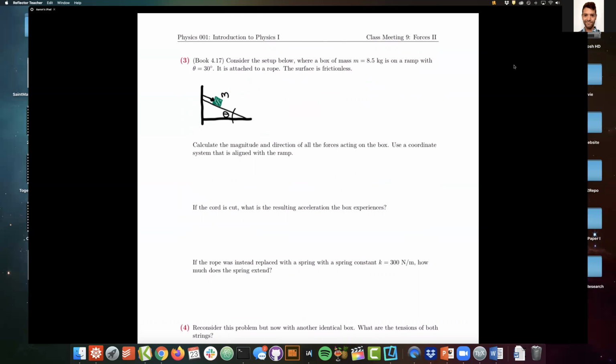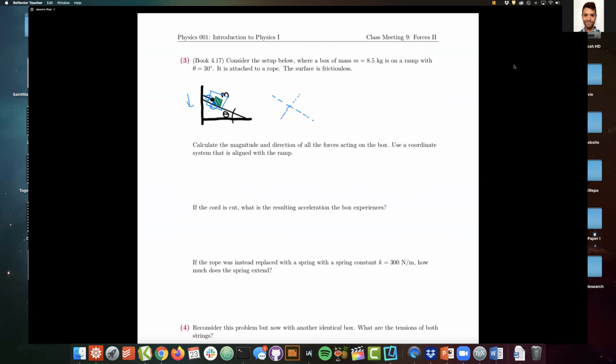Consider the setup below, a box attached to a rope. Calculate the magnitude and direction of all the forces acting on the box. Use a coordinate system that is aligned with the ramp. So again, if my system is the box, I draw a circle around it and see that it's in contact with the ramp. It's in contact with the string. And then there's gravity pulling down, and that must be it.